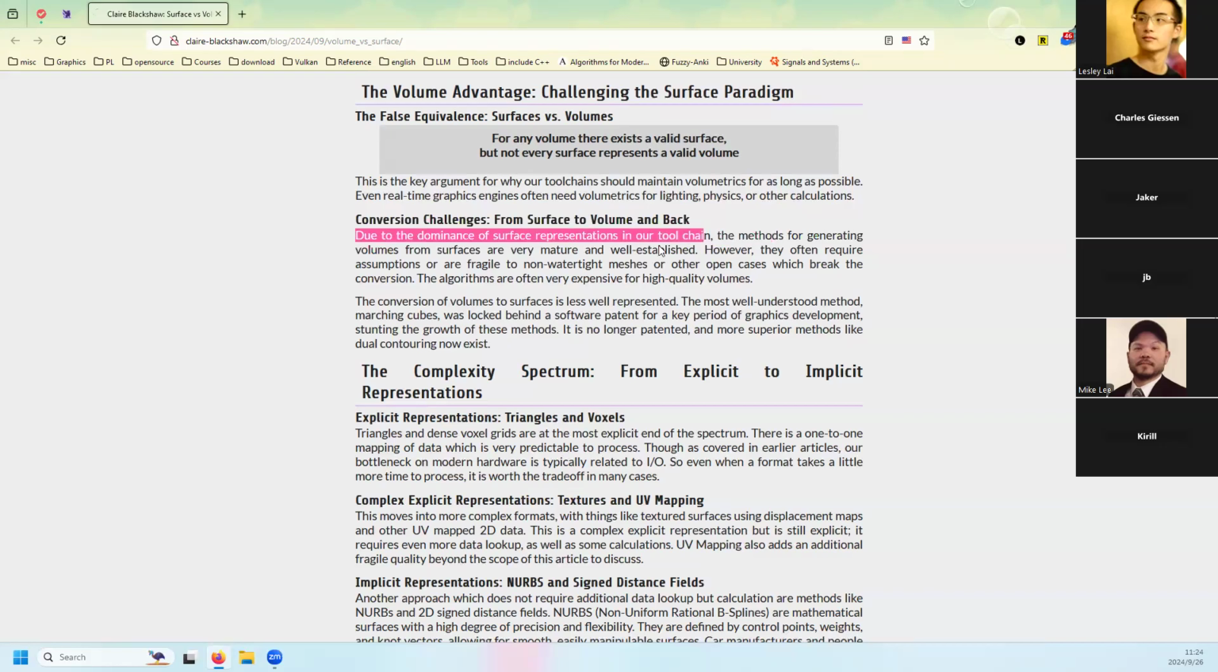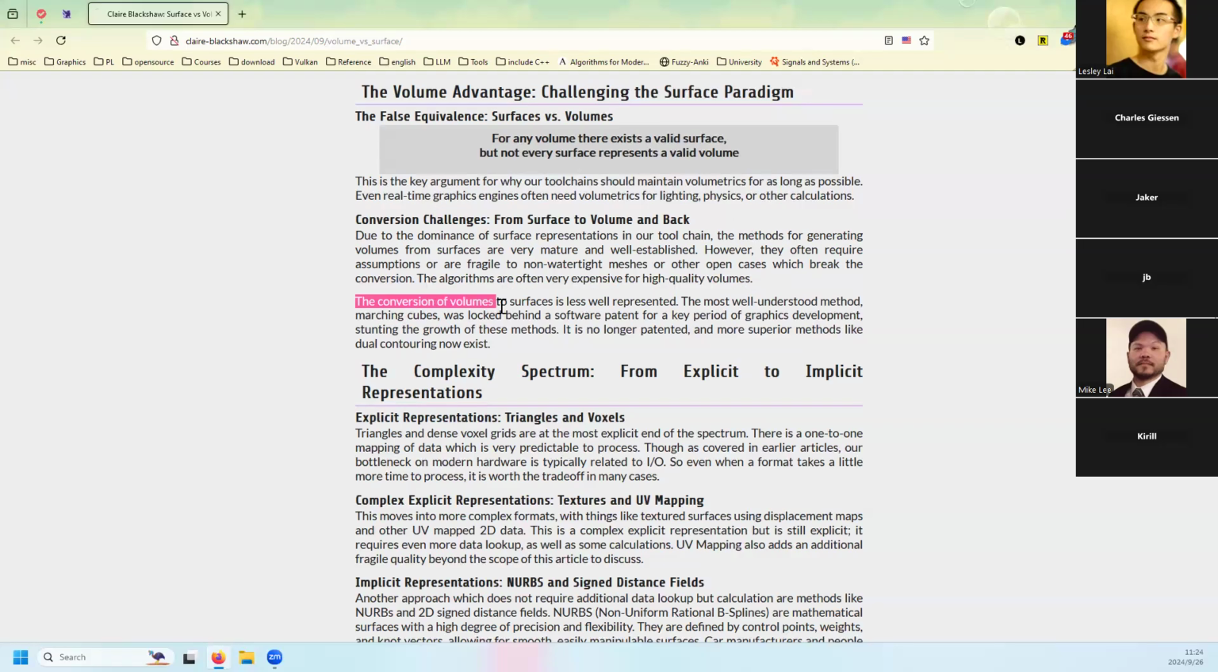Method of generating volumes from surface is very mature and well understood. Oh yeah, and so watertight. It's an informal term, but yeah, widely used. The algorithms are also very expensive for high quality volumes.